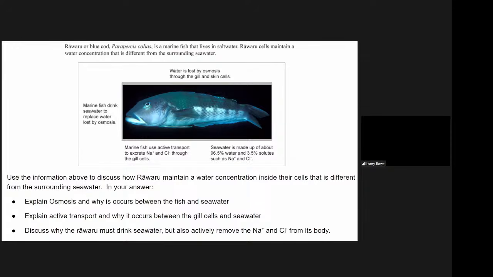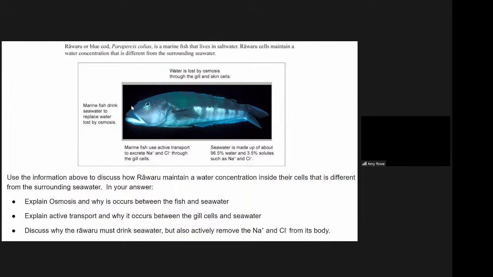So rawaru, or blue cod, is a marine fish that lives in salt water. Rawaru cells maintain a water concentration that is different from our surrounding seawater. So this is different to our lugworm. Our lugworm is trying to match the concentration of our seawater, whereas rawaru need to maintain a particular concentration of water in their cells that is different from the surrounding seawater. We know that if water is moving, it is through osmosis generally. So water is lost by osmosis through the gills and through the skin cells.